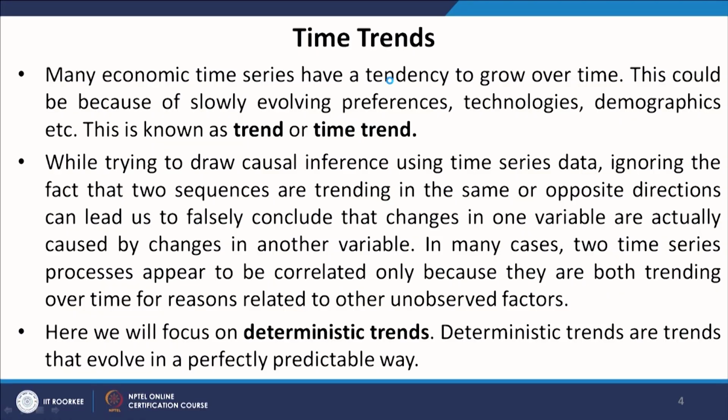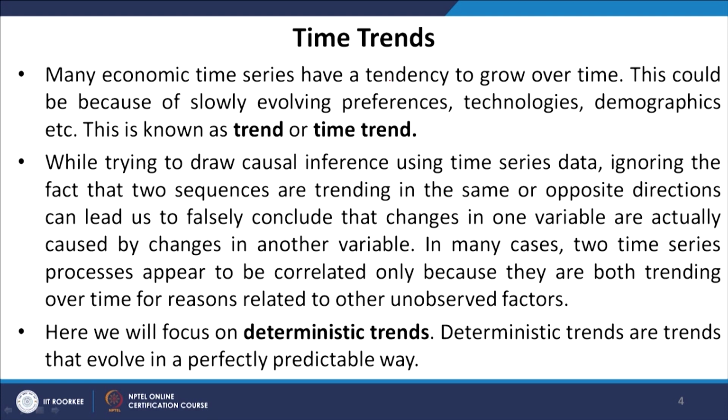While trying to draw causal inference using time series data, ignoring the fact that two sequences are trending in the same or opposite directions can lead us to falsely conclude that changes in one variable are actually caused by changes in another variable. In many cases, two time series processes appear to be correlated only because they are both trending over time for reasons related to other unobserved factors.